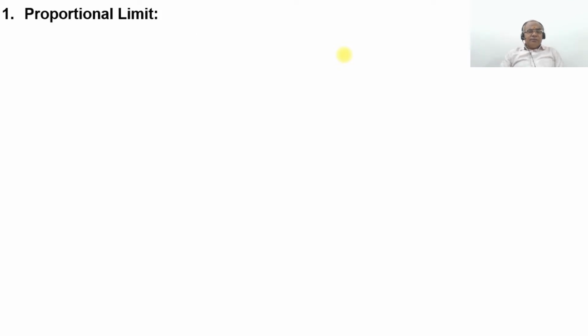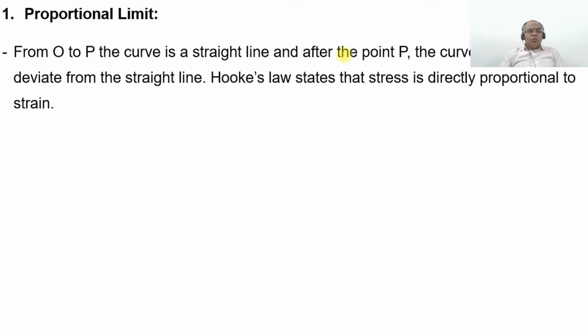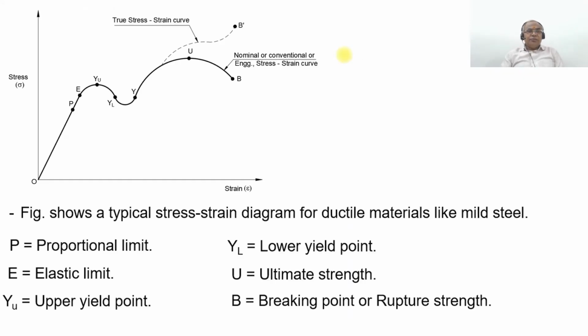Taking up the proportional limit first, from O to P the curve is a straight line, and after the point P, the curve begins to deviate from the straight line. Hooke's law states that stress is directly proportional to strain. That is from O to P.